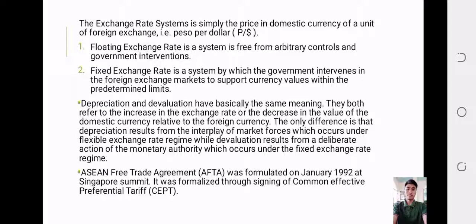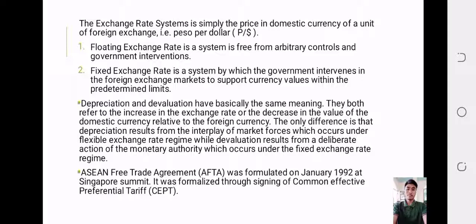Depreciation and devaluation have physically the same meaning. Both refer to an increase in the exchange rate, or a decrease in the value of the domestic currency relative to the foreign currency. The only difference is that depreciation results from the interplay of market forces, which occurs under the flexible exchange rate regime, while devaluation results from deliberate action of the monetary authority, which occurs under the fixed exchange rate regime.